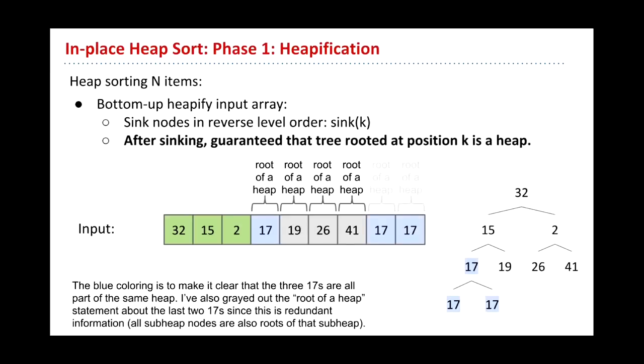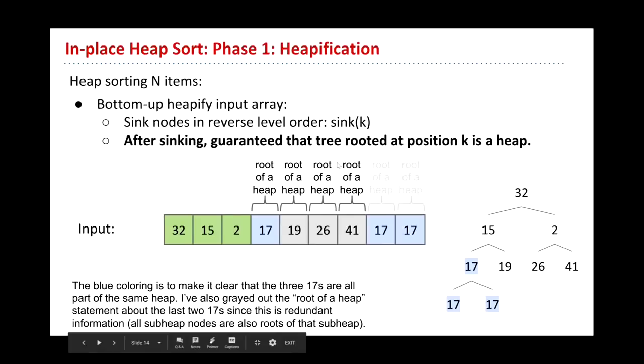So I just want to make a note here. Because I've now sunk 17, because I had 2 heaps that were below me, if I now sink the root, it is guaranteed that the result will also be a heap. That's the part that's kind of the proof that it works, though I didn't give you enough time to really think about it. So here I'm coloring these blue to let you know these guys are all one heap, and I'm graying this out because technically these are roots of heaps, but they're little heaps.